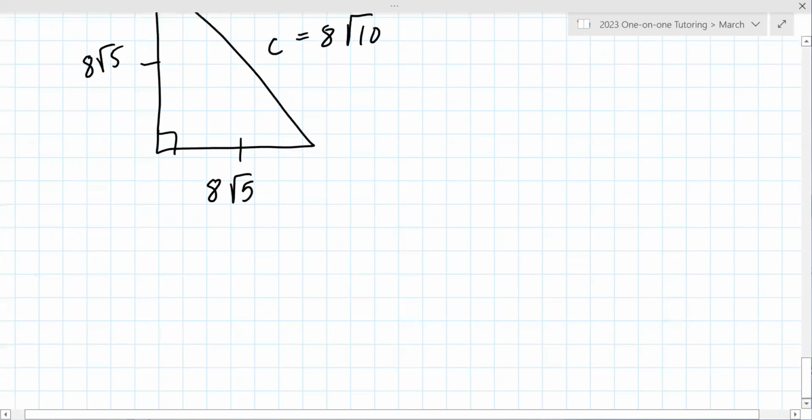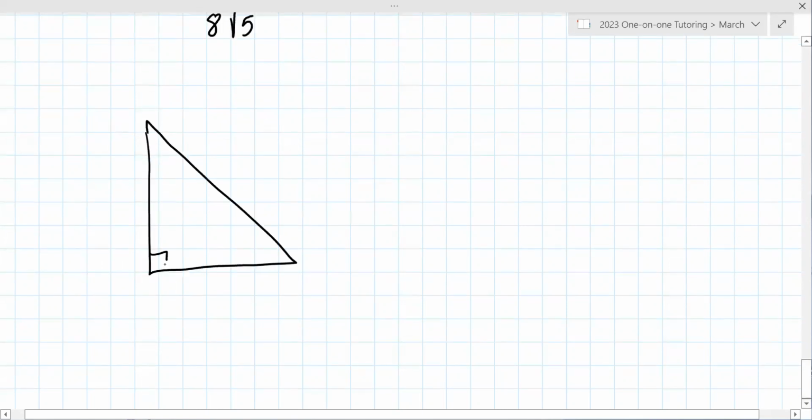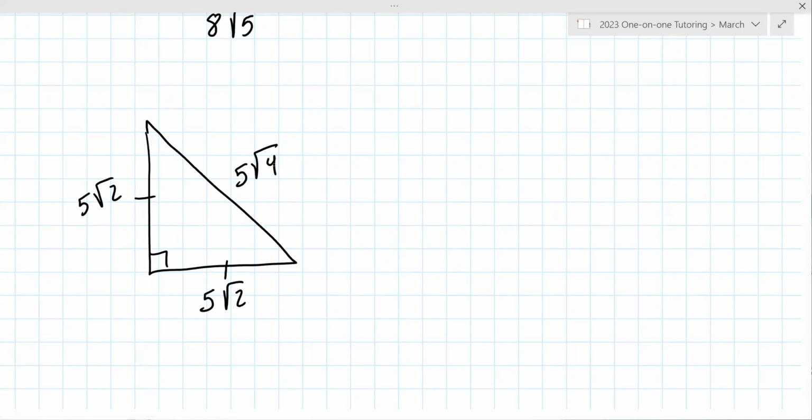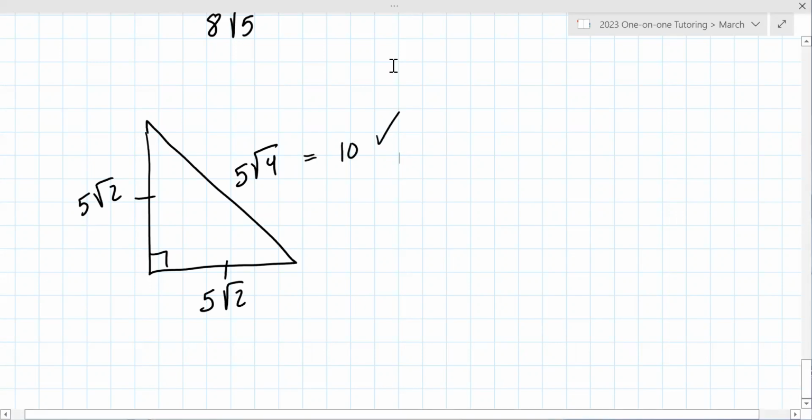What if it's something like this, where it's 5 square root 2, 5 square root 2. What would the hypotenuse be? 5 square root 4. Do you see anything wrong with the way this is written? No. Oh, can it be reduced? Yes. What is the square root of 4? It can be reduced to 2, so it can just be 10. Yes. Okay. So you feel like you have that down? Yeah, I do. Okay. So the next one we're going to look at is 30, 60, 90 triangles.